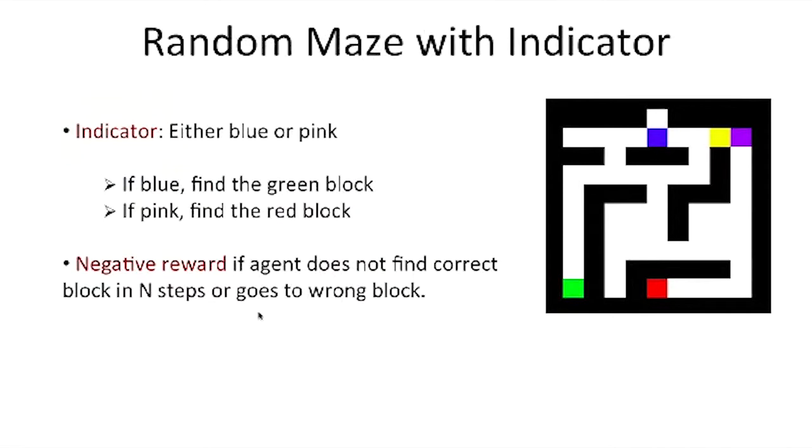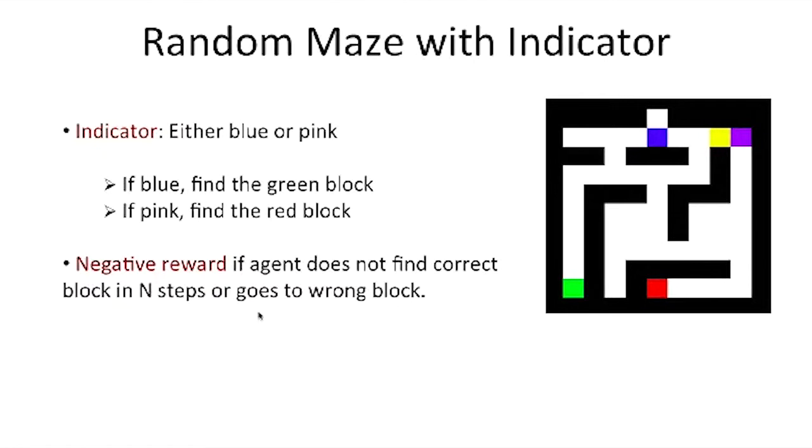Imagine that I give you an indicator, and the indicator is either blue or pink. If the indicator is blue, I have to find the green block. If the indicator is pink, I have to find the red block. Now, the model has to figure out that there is something called an indicator, and that it has to remember the state of this indicator in order to be able to find the right target, right?